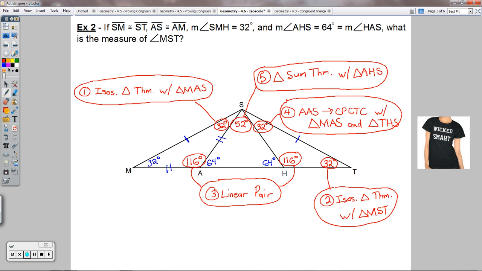So feeling wicked smart right now. We got 32, 52, and 32. You put those three together and you've got what you're looking for, the measure of angle MST. So I can say, therefore, based on all that stuff we have up here, the measure of angle MST is going to equal 32 plus 52 plus 32, and that ends up being 116 degrees.